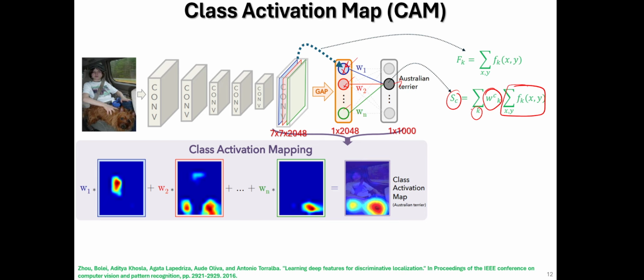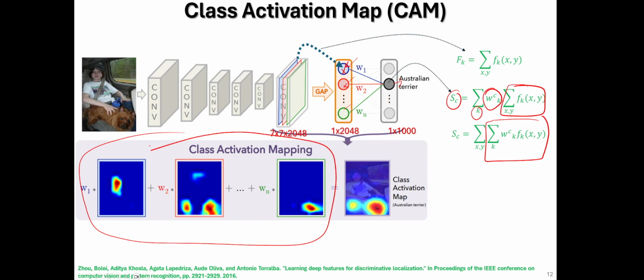Okay, so now let's interchange the summations. I just interchanged them, so k goes in and xy goes out, and this part is basically exactly what this part is all about. Okay, and we don't do this, and that's exactly what the CAM is all about. So we ignore this, but this part is kept exactly as it is, and this is basically the mathematical derivation for the class activation map.